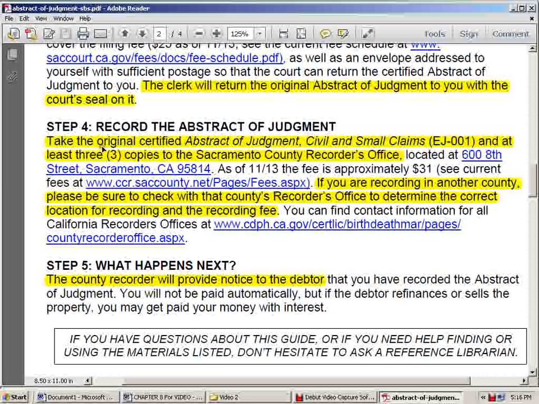Take the original certified abstract of judgment, at least 3 copies, to the recorder's office. And you're going to record the previously filed abstract of judgment. And if you are recording in another county, be sure to check with the county recorder's office to determine the correct location for recording and the recording fee. Right, so once you have this filed with the court, you can record it in any county that you believe the defendant has property in.